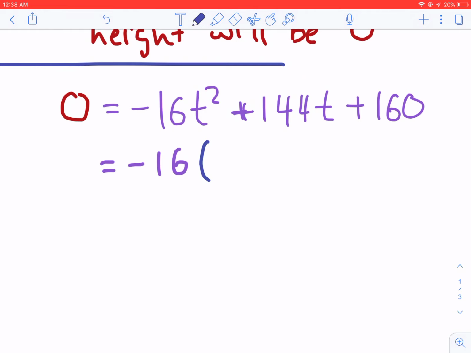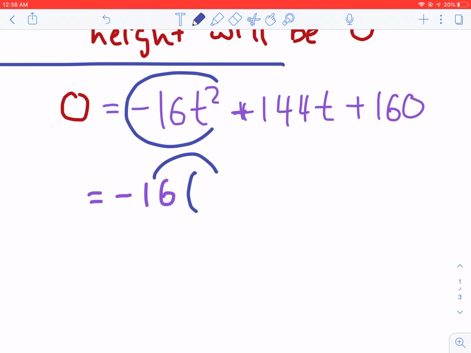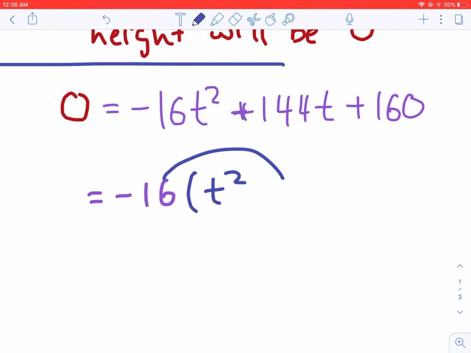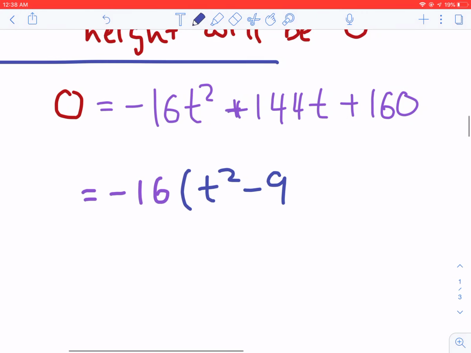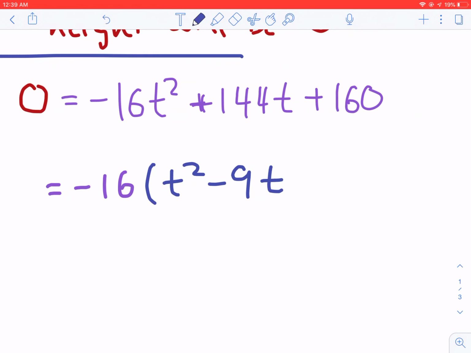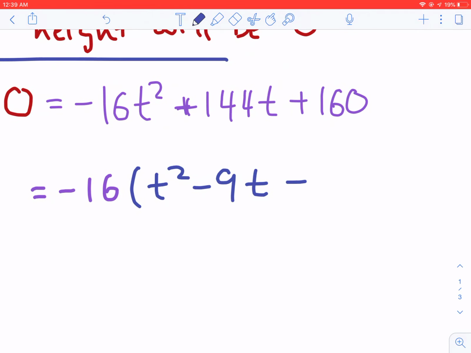And I would be left with, well, when factoring out a GCF, you want to think, negative 16 times what will give me the first term, negative 16t squared. That will be negative 16 times t squared. Negative 16 times what is going to give me 144? You can do 144 divided by negative 16 to figure that out. That's going to be negative 9. And then we still need a t. And 160 divided by negative 16 is negative 10. Negative 16 times negative 10, of course, is positive 160.